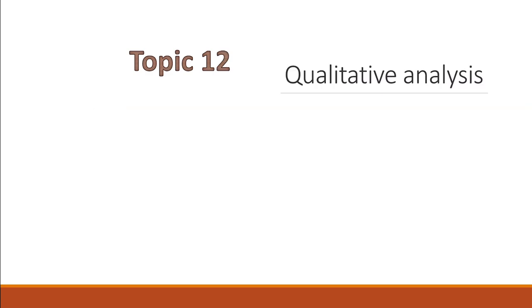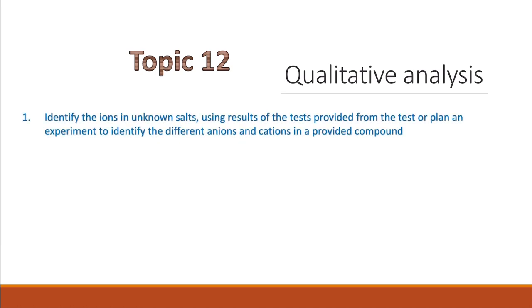Topic 12 is qualitative analysis. You should be able to identify the ions in any unknown salt using the results of the different tests provided, from the tests that I will show you now, or you should be able to plan an experiment to identify the different anions and cations in a provided compound.